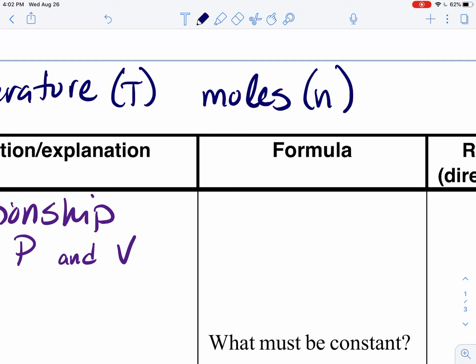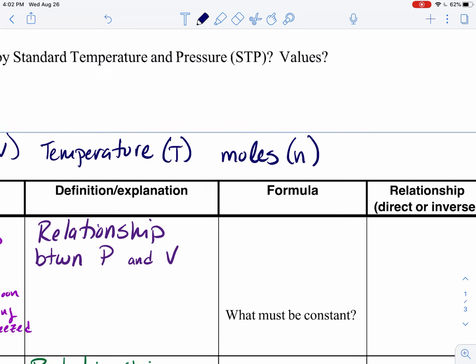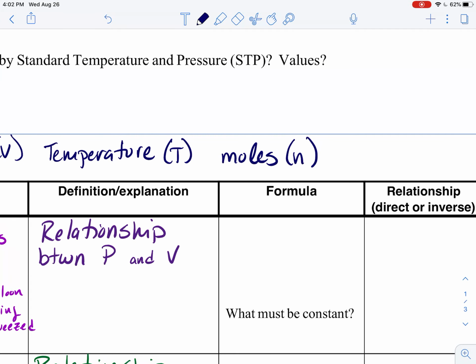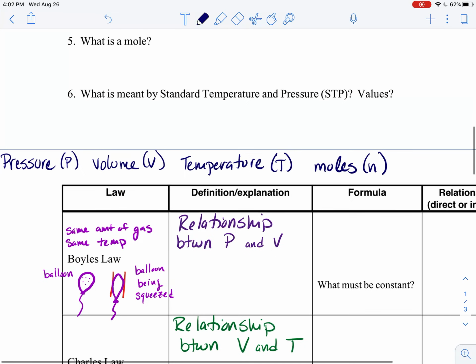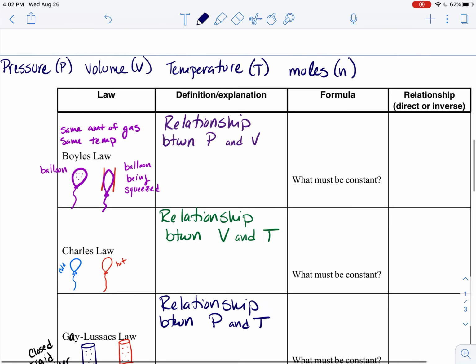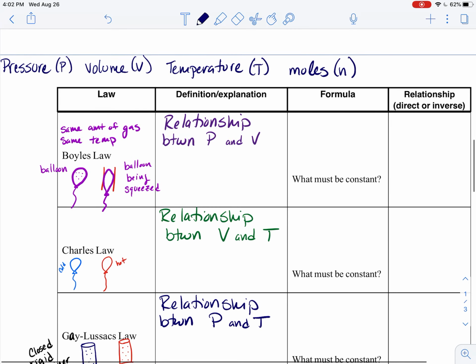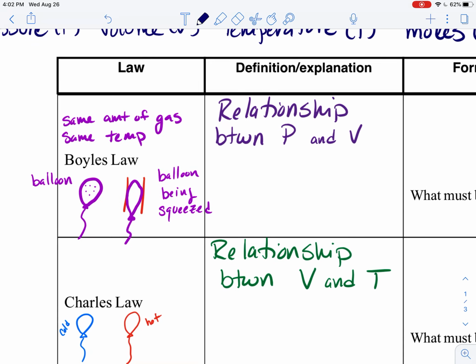And so for moles, the variable that is used is N. So lowercase n in the chemistry community represents moles, or how much, or the quantity of that gas. So those are the variables we're going to be looking at: pressure, volume, temperature, and moles. So our first law that we're going to go over is Boyle's law.